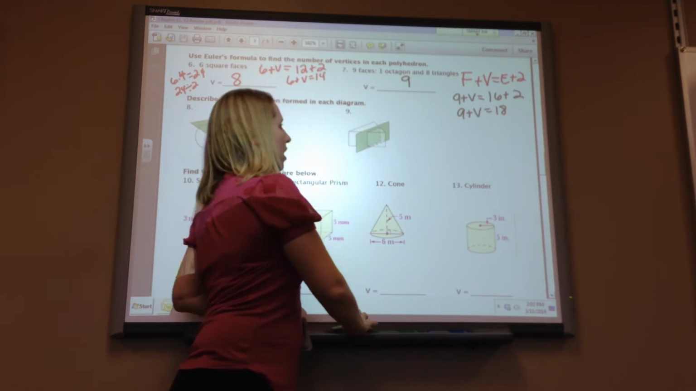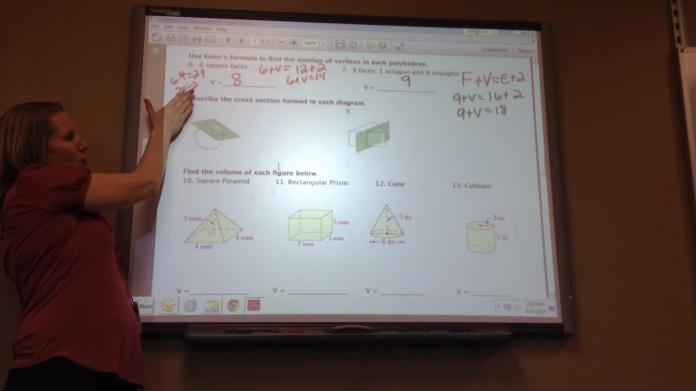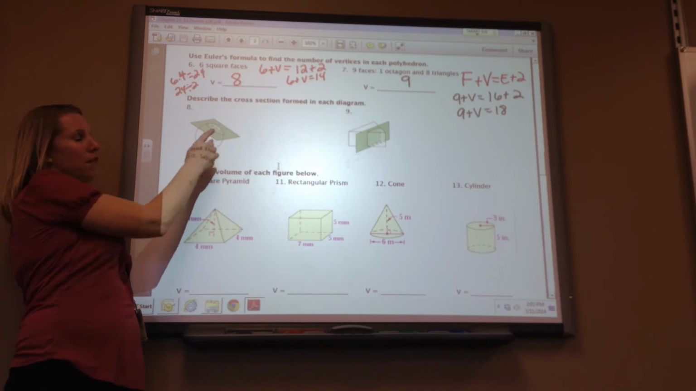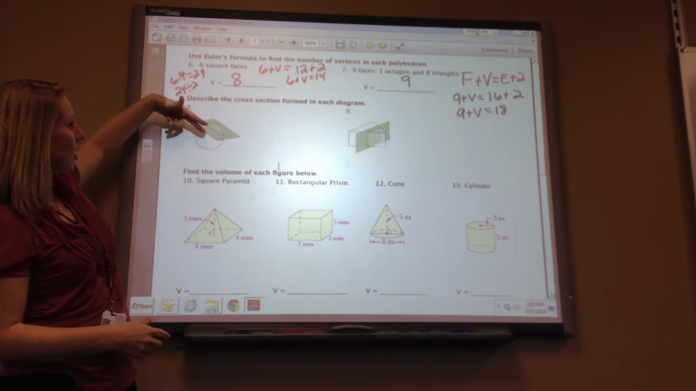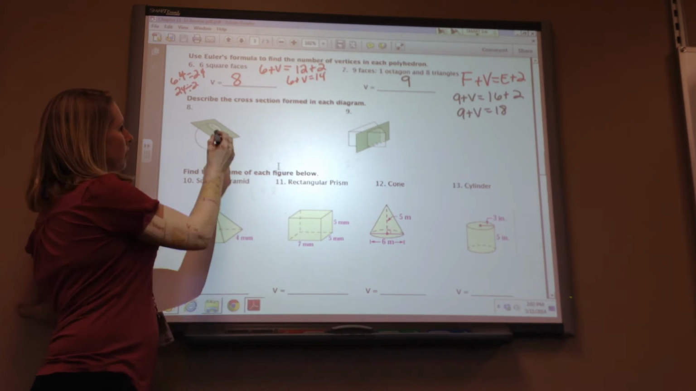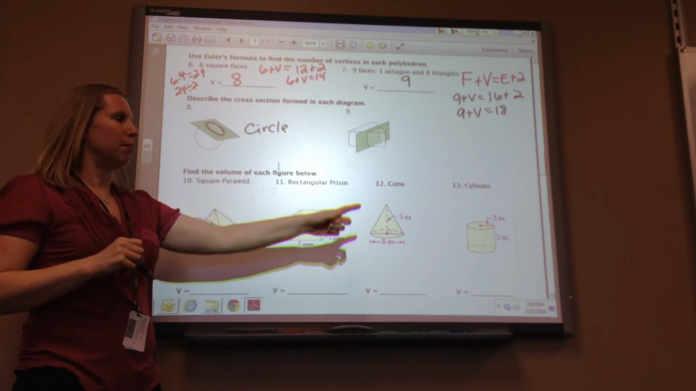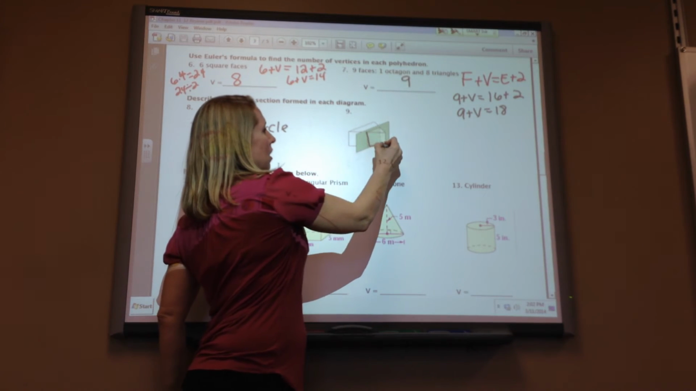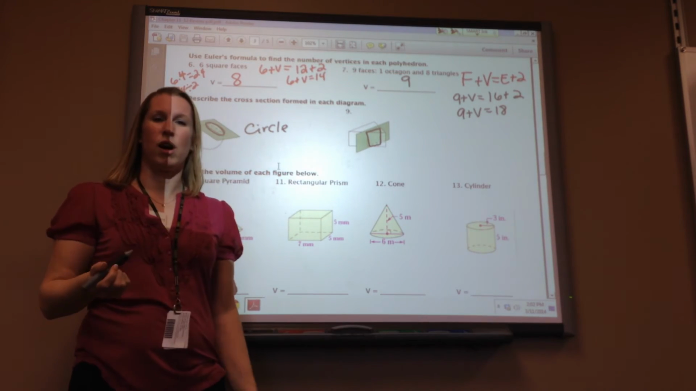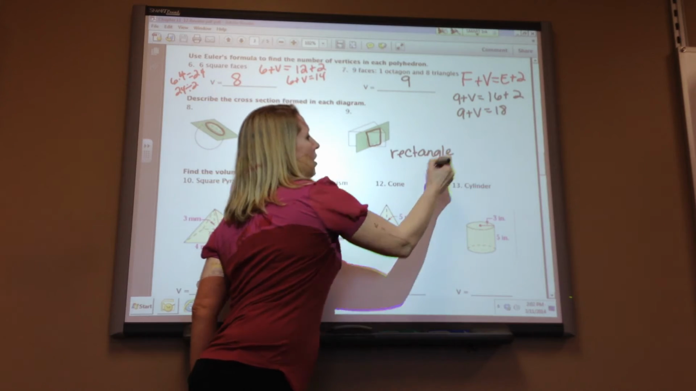All right, you got a couple problems where you have to figure out the cross section. So on this one, if you take a piece of paper, I want to know that flat surface. If I take scissors and cut around that paper, what shape would be left on that paper? And on this one, it would be a circle. This one, it would be a square or a rectangle. So that's that.